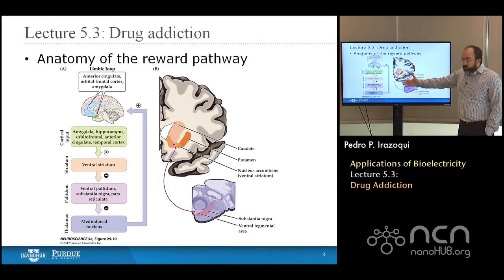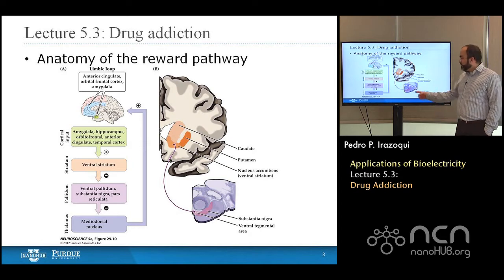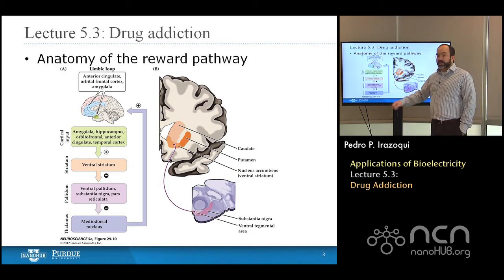And here again, we have a coronal slice of the brain, as we saw in Parkinson's disease. And in that coronal slice, you can see the caudate and putamen, which are part of the basal ganglia. They were also involved in motor control. And you see the nucleus accumbens of the ventral striatum and its role in the reward pathway with the dopaminergic projections from the substantia nigra, which to the nucleus accumbens are inhibitory.